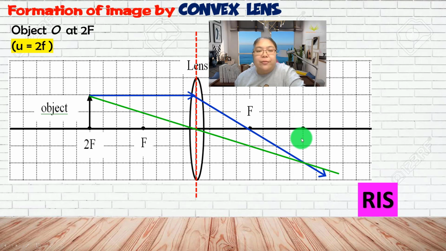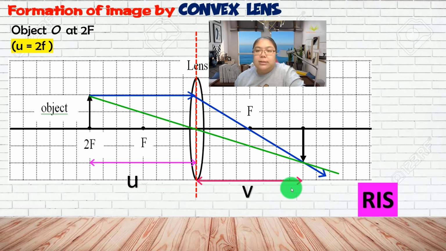So from here we find it. Object at 2F, image also at 2F. So I need to add one piece of info: object distance is the same as the image distance. Okay, now we're going to draw the image first. Okay, so this one is an image, a full line because it's real. This one is the image distance, then this one is the object distance. Both should be the same.